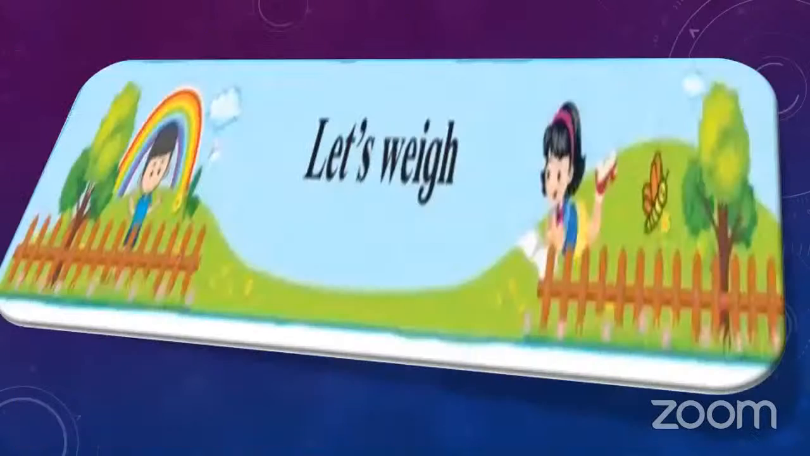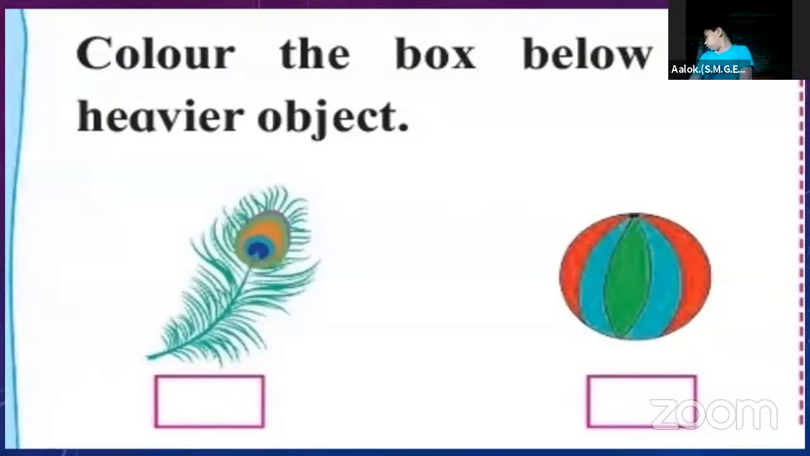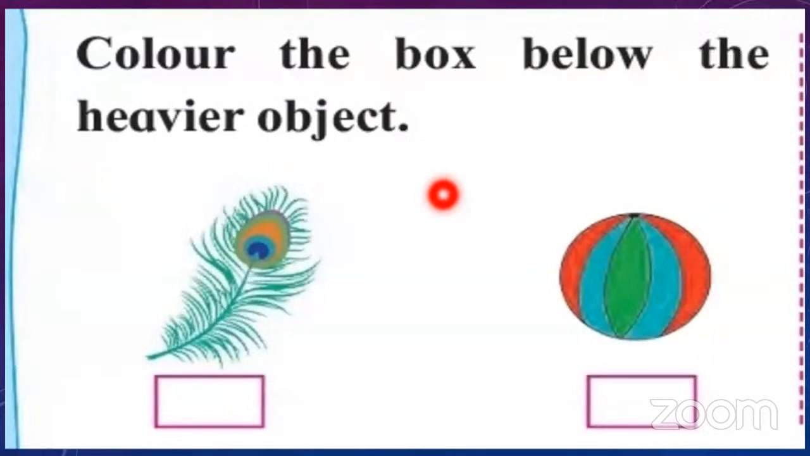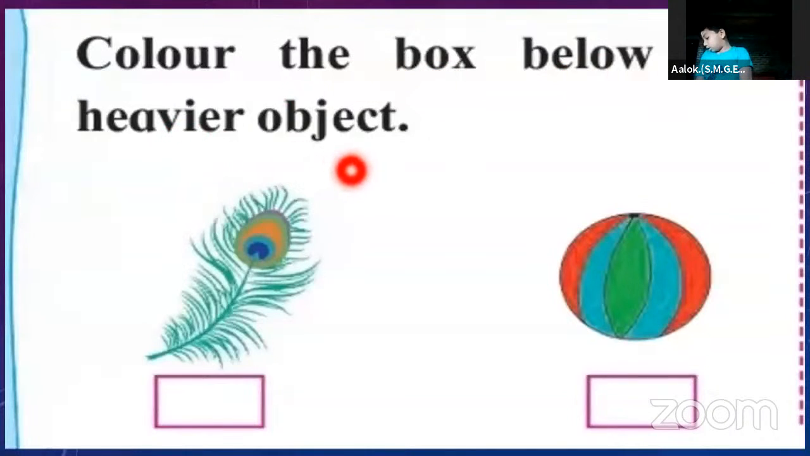Now look at here. You can see in your textbook page number 60. Our lesson name is what? Let's weigh. So children, this is today's lesson. Now look at here. You can see on page number 60 there. Color the box below the heavier object. What is written there very first? Color the box below the heavier object.